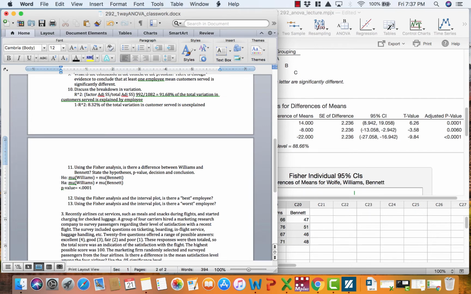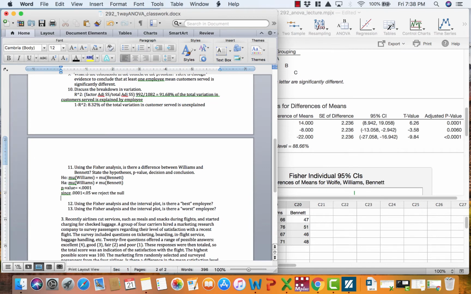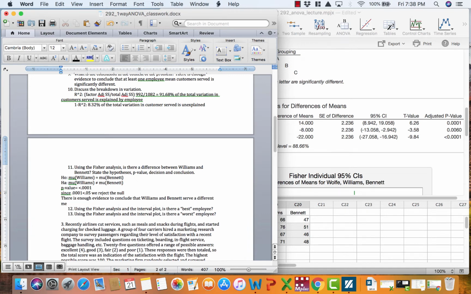All right, so what's our decision there? Since less than 0.001 is less than 0.05, we reject the null. What does that mean? There is enough evidence to conclude that Williams and Bennett serve a different mean number of customers.